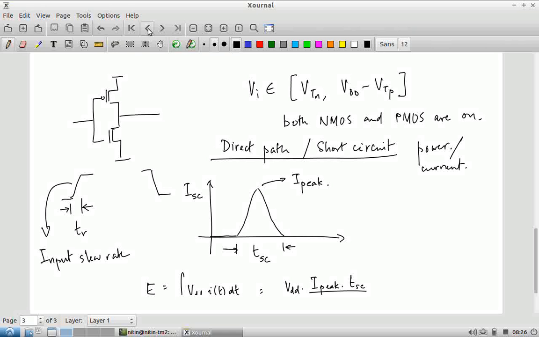So in other words, what we have is this short circuit current happens during the time that we are undergoing a transition from 0 to VDD. Both PMOS and NMOS are on. There is a direct path current from VDD to ground through both those transistors. It's determined both by I peak as well as TSC. The TSC is determined largely by the input slope. And the I peak is determined by a combination of the input slope as well as the output slope. That is to say, the output capacitance, which means how quickly is the output going to transition.